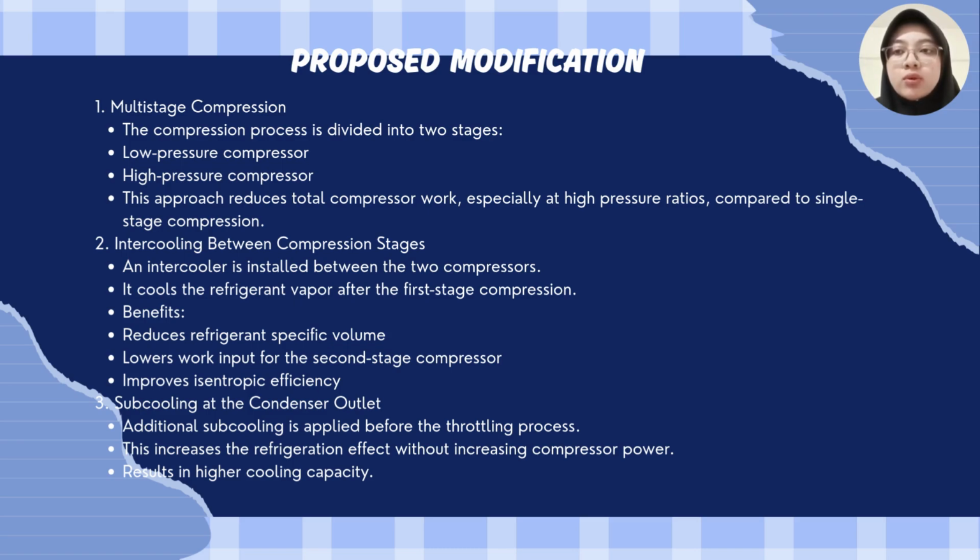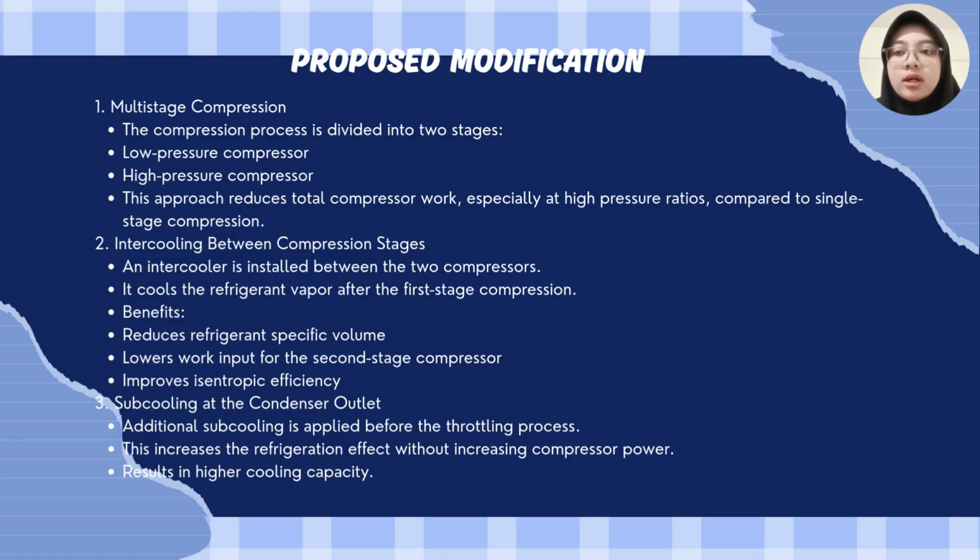2. Intercooling between compression stage. An intercooler is installed between the two compressors. It cools the refrigerant vapor after the first stage compression. Benefits: reduces refrigerant specific volume, lowers work input for the second stage compressor, improves isentropic efficiency.